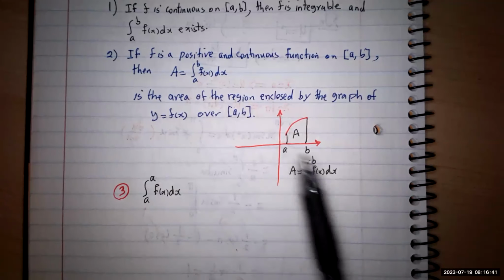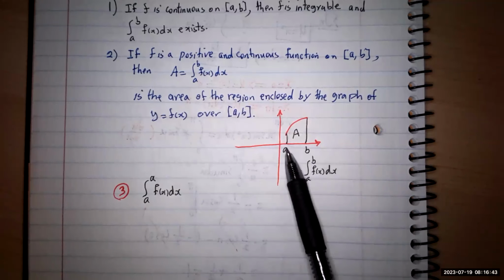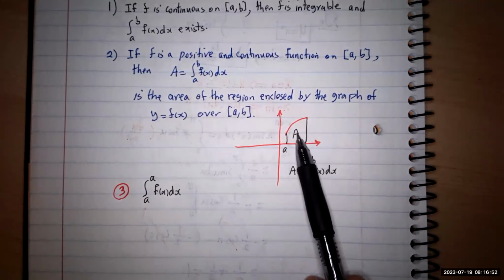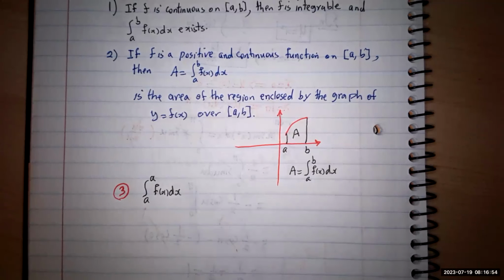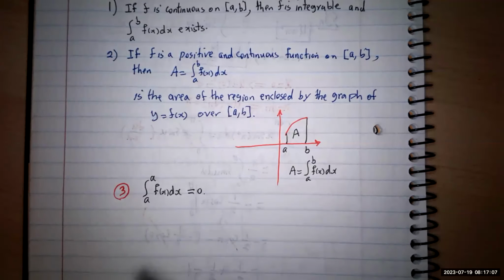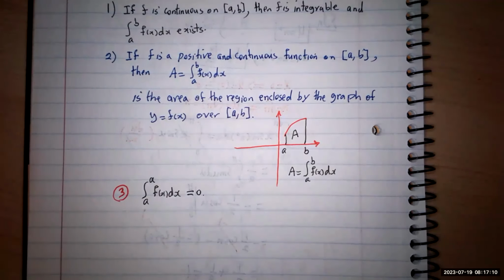If you consider it as the area under the curve, in order to create the area, you have to move. If you move from a to b, then you create a region, and then you find the area of that region. But if you don't move, you won't get anything. So it's wise to define this to be equal to zero. We have enough justification to believe that this must be zero.